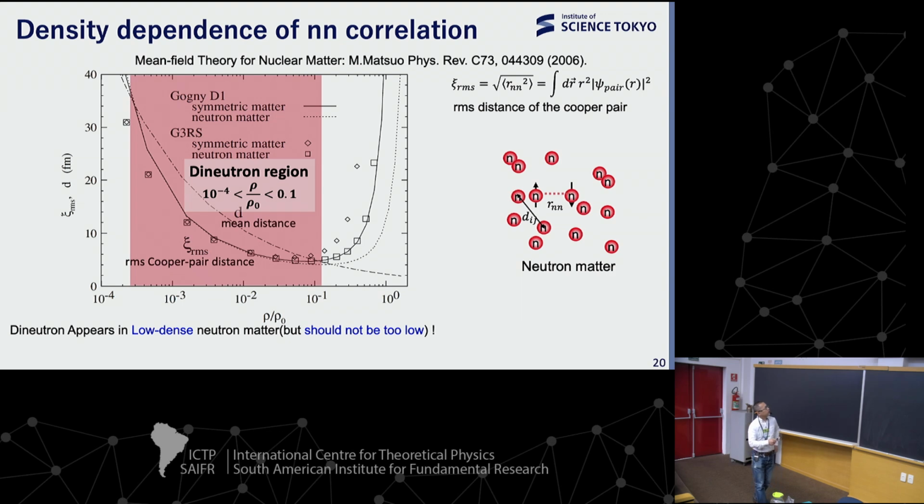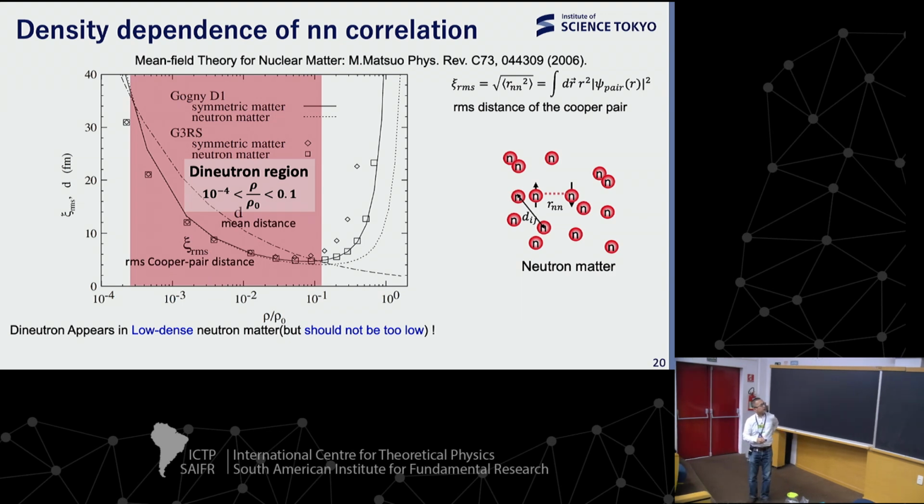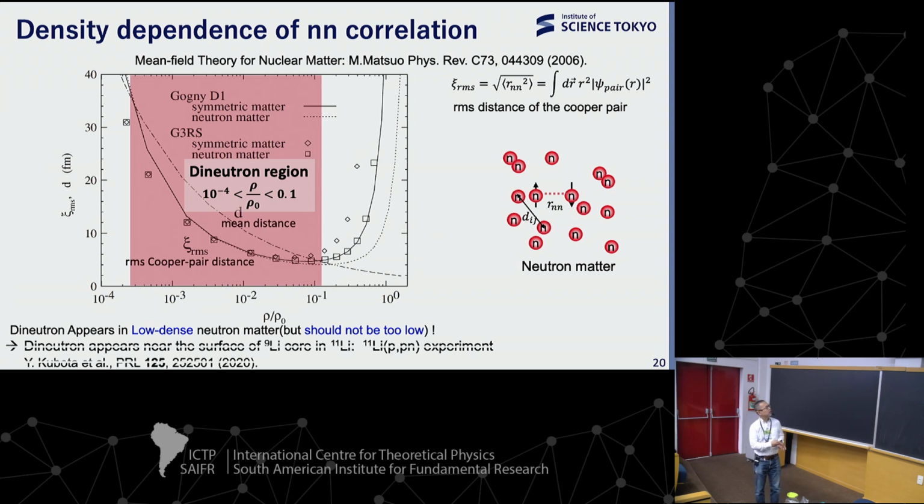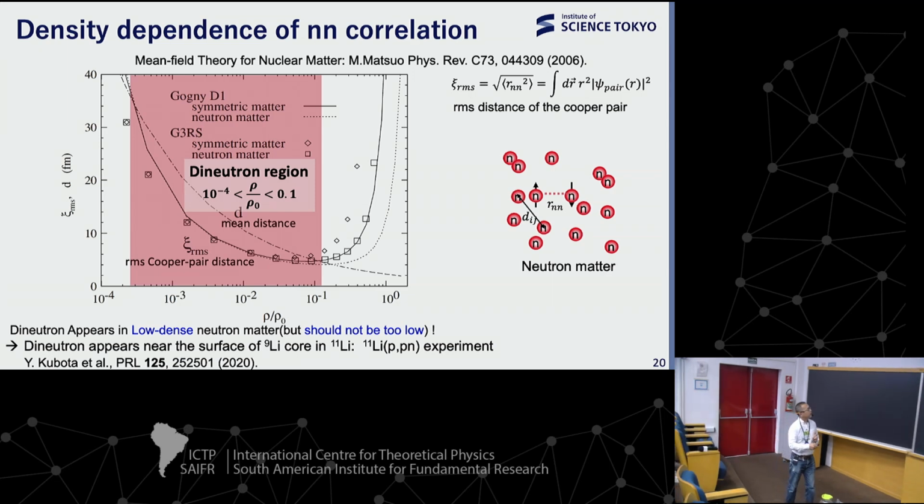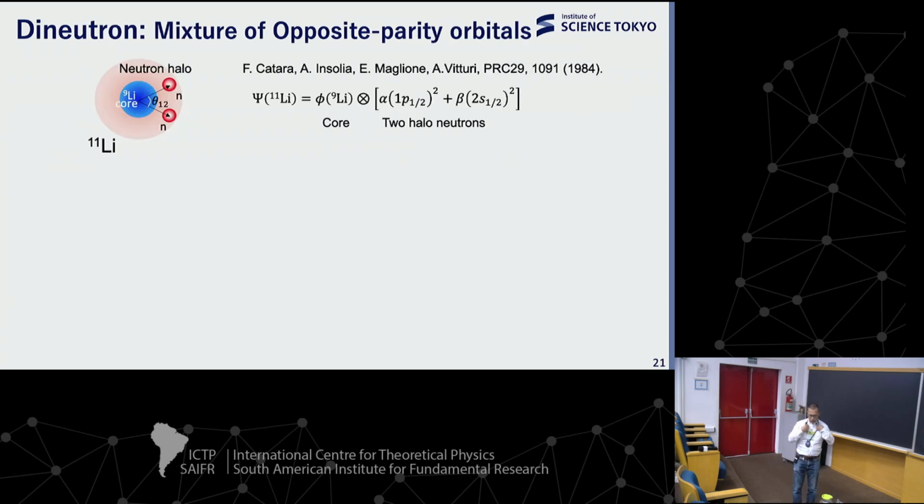So dineutron appears in low-density neutron matter, but the density should not be too low. If it's too low, again, this dineutron correlation disappears. So actually, I'll show you later one example of an experiment where this paper shows a dineutron appears near the surface of the lithium-9 core in lithium-11. Okay. So why does this dineutron occur?